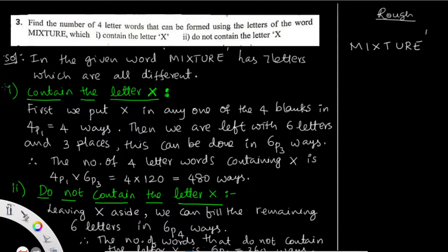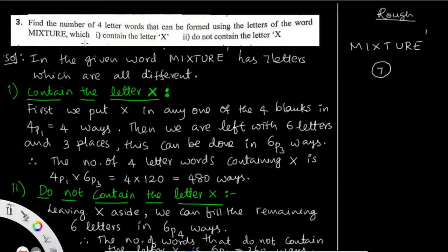The given word MIXTURE has how many letters? 1, 2, 3, 4, 5, 6, 7. So 7 letters, and all are different. We need the number of 4-letter words formed using the letters of the word MIXTURE, so the total number of ways is 7P4.